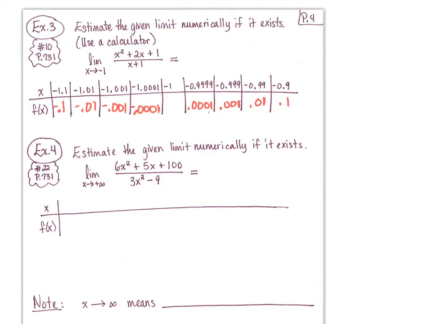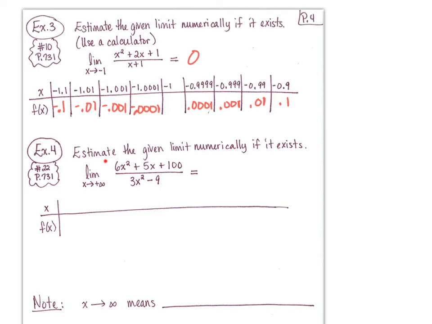0.1. Good. So notice that as x approaches negative 1 from the right, your values of f of x are getting closer to what value? 0. As x approaches negative 1 from the left, your values are getting closer to what? 0. So what does that mean? This is equal to 0. Because your left-hand limit and your right-hand limit are the same, they both approach 0, that means that your limit is 0. Okay?